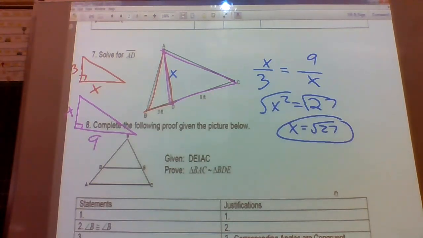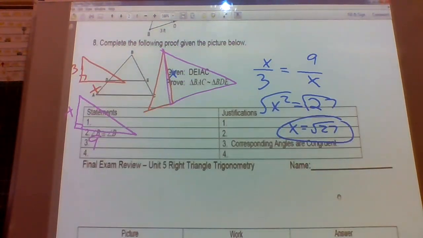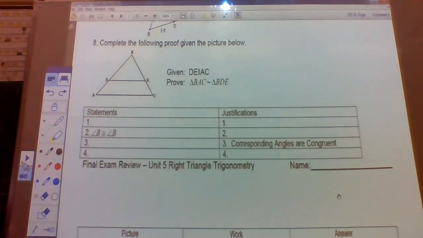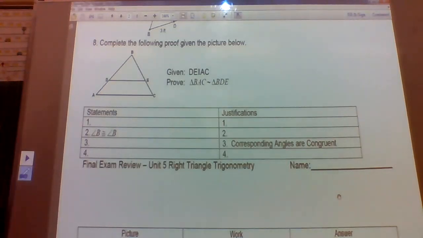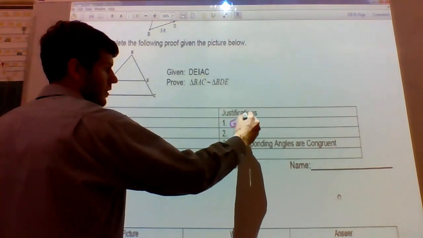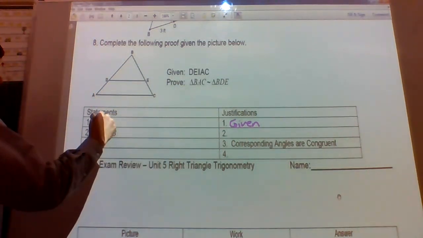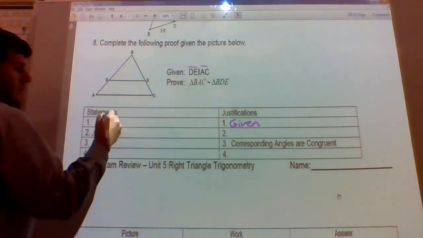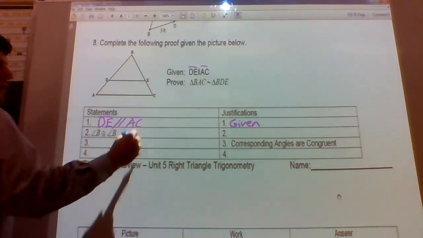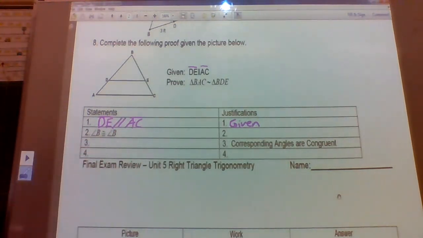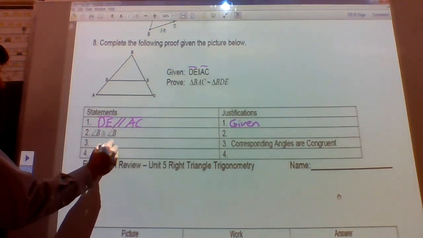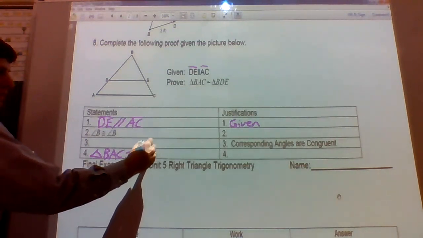Number 8 is just like the last one in number 6. So we have a proof here. It's basically the same. First step in a proof is you're given. We are given that segment DE and segment AC are parallel. We know what we're trying to prove should go here, so we know triangle BAC is going to be similar to triangle BDE.